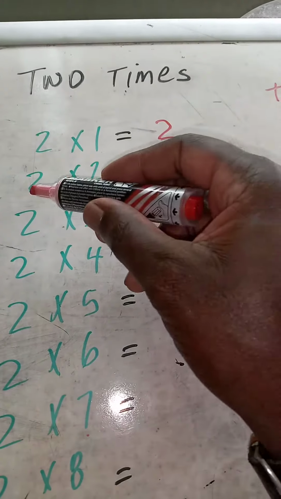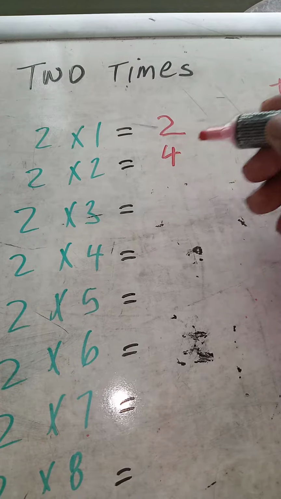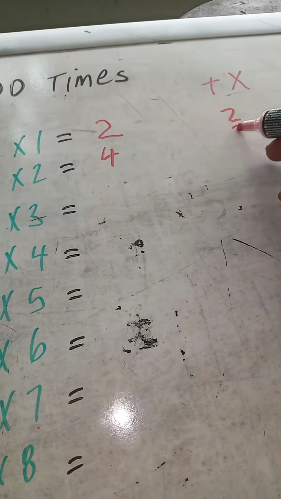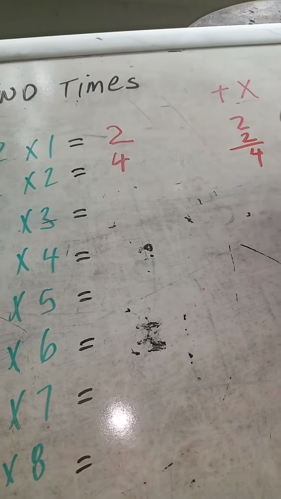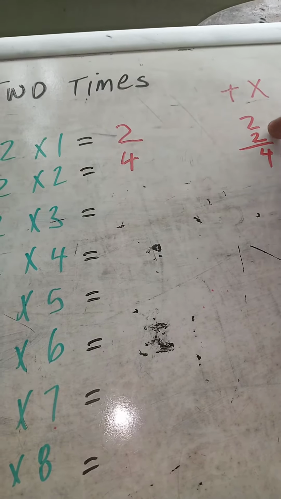What if you want to find 2 times 2? It will equal 4. What are you doing here? You're adding. So 2 and 2 equal 4. 2 times 2 equals 4.